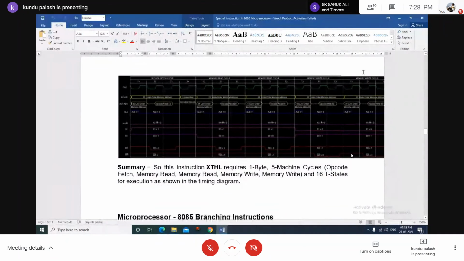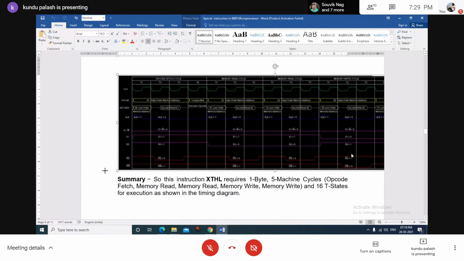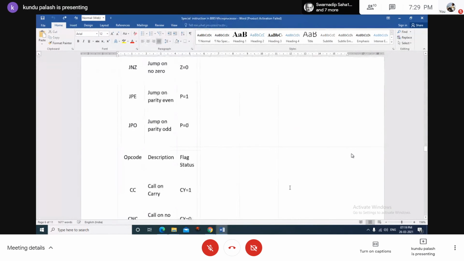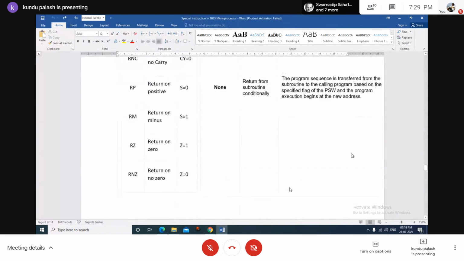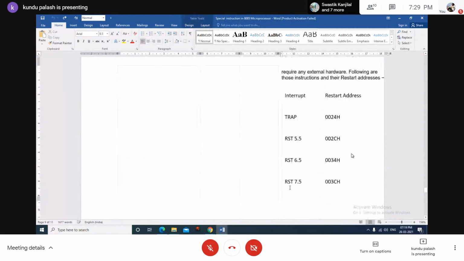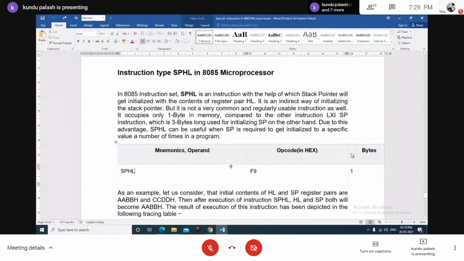This is a big operation which requires multiple machine cycles. Each machine cycle will consume some of the T states. Carefully. And what is the timing operation, what is the operation of the branching instruction? What is the timing diagram of the SPHL? So these are very important.